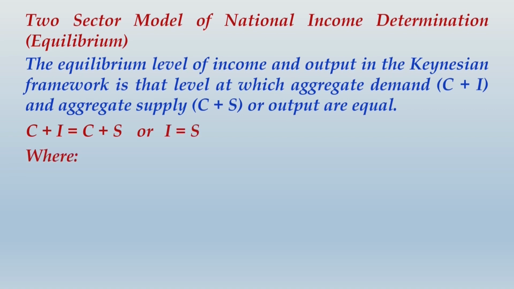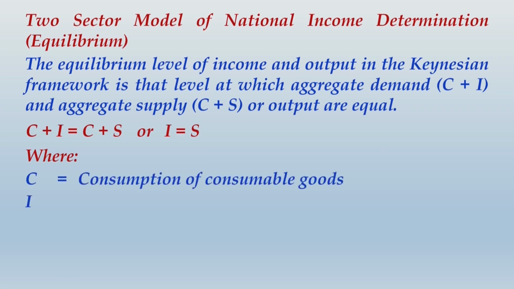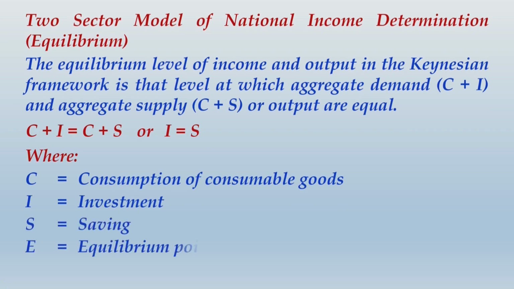When it comes to defining the variables, C is the consumption of consumable goods, I is for investment, S is for savings, and E is the level of equilibrium, or simply the equilibrium point. And one more variable, which is not found here but will be mentioned ahead, is Y, and Y stands for overall income, or you may also call it national income.